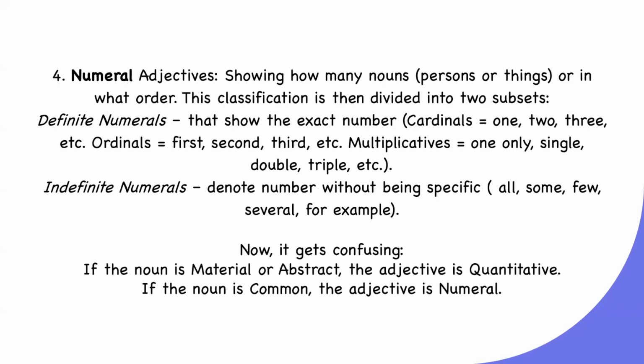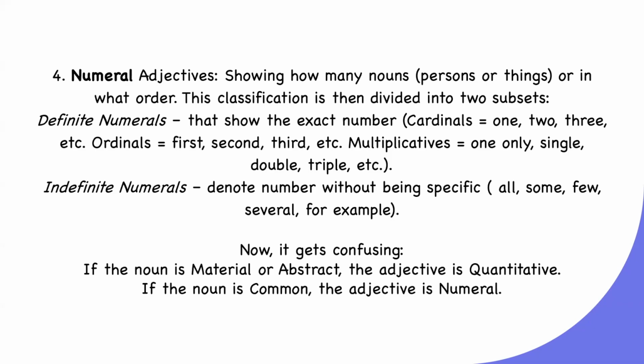Numeral adjectives. These show how many nouns, persons or things, or in what order. The classification is then divided into 2 subsets: definite numerals that show the exact number, and these can be described as cardinals in numbers, so 1, 2, 3, etc.; ordinals, first, second, third; or multiplicatives, one only, or single, double, triple, etc. Indefinite numerals denote the number without being specific: all, some, few, several, for example.